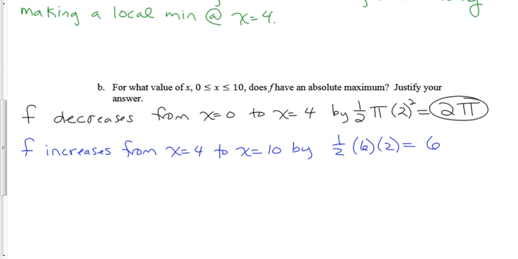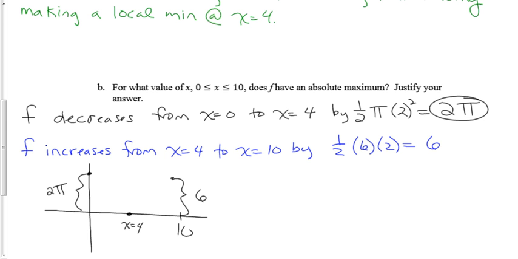So the question is, basically what we have going on, just as a quick sketch, this doesn't mean anything. I don't know where anything is, so the x-axis isn't relevant. If I start up here, then if I go down here at x is 4, the distance that I have traveled must be 2 pi. So this has to be 2 pi higher than wherever the function is at x is 4. But after x is 4, the function is going to increase until x is 10, and this is going to increase by 6.